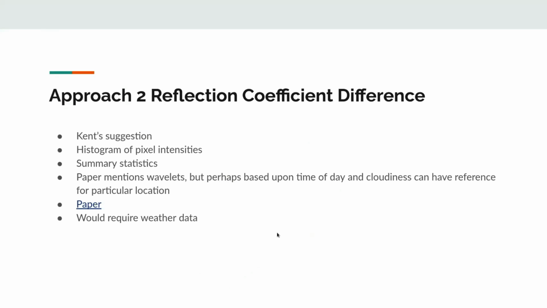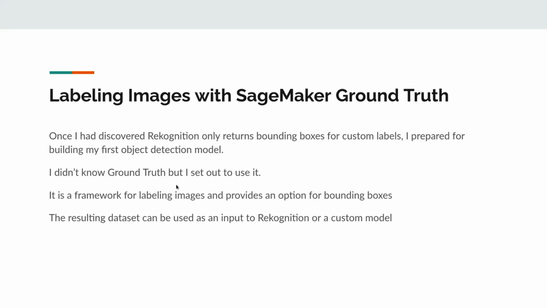I talked to a pal, and I hope Kent is here. I met Kent via LinkedIn. He suggested doing a reflection coefficient, and I found a paper on it. It's a little bit of stuff, but basically they're doing a histogram of pixel intensities. They also talk about doing wavelets and comparing them, but that's something that could be done. But if you can't find the bridge, you're kind of SOL, right?